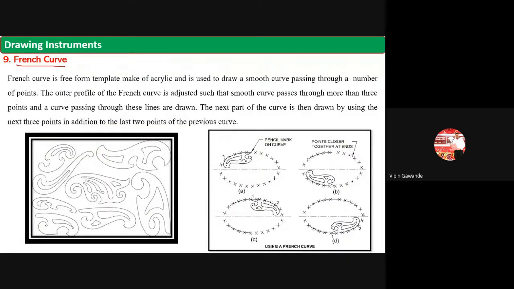Now, the French curve we have seen. We make use of the French curve while drawing curves: the ellipse, hyperbola, parabola, then cycloids. In all the curves we have used the French curve. These are used for drawing arcs. And what material is it made of? It is made of acrylic material. You have to remember that, they will ask in the examination.